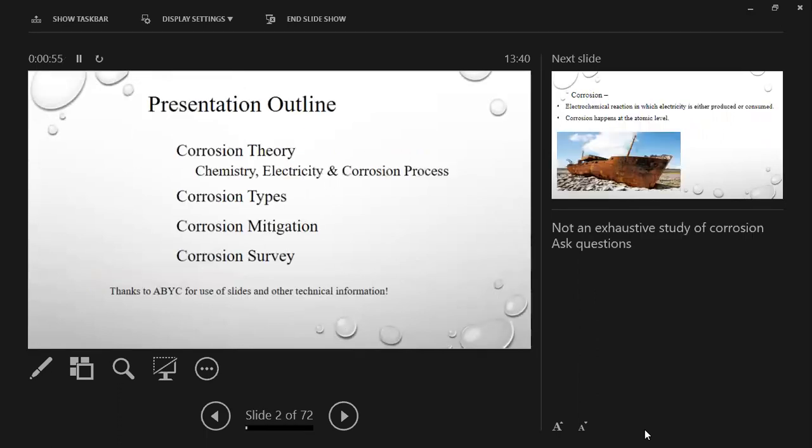Just an outline of what we'll be talking about: corrosion theory. Unfortunately, you can't understand corrosion without understanding a little bit of electricity and chemistry.